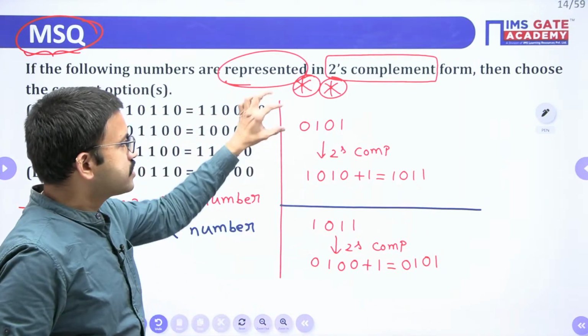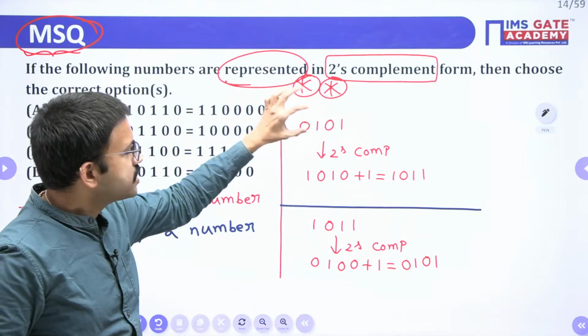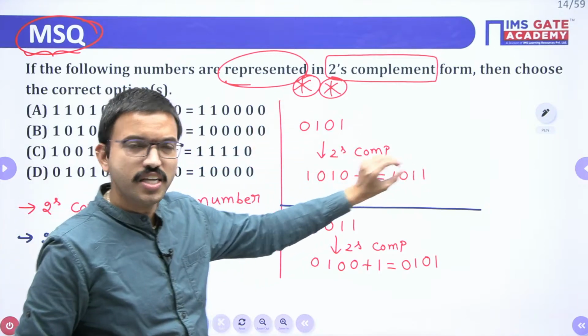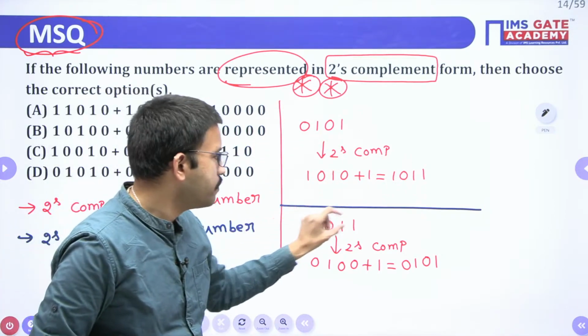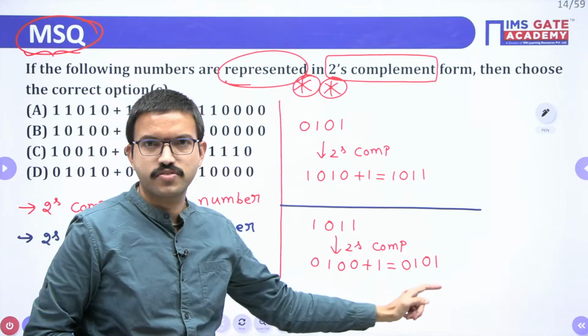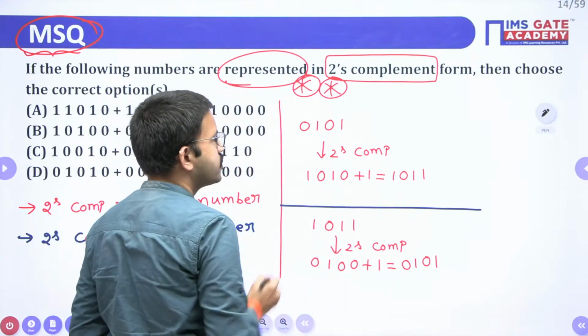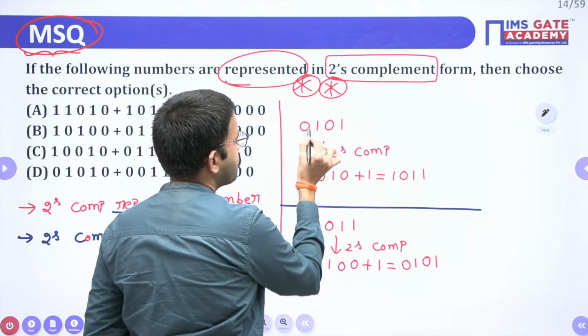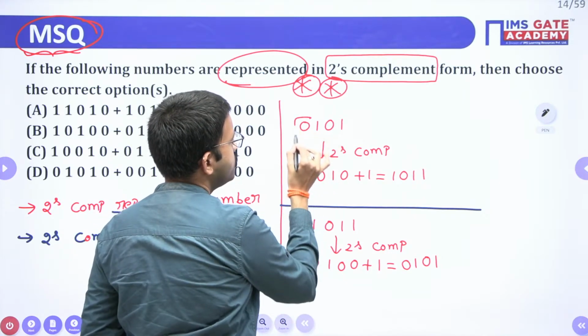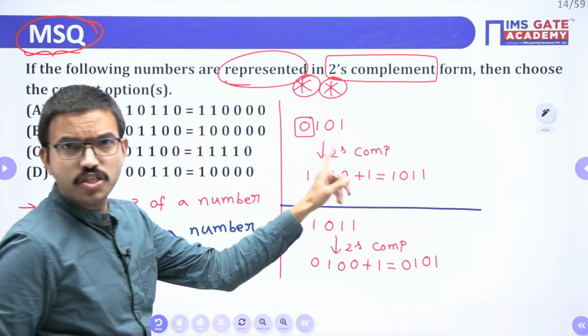See, I have considered one 4-bit number like this. For this number, if you apply 2's complement, you will get this one. Suppose you have a 4-bit number like this, if you apply 2's complement, you will get this one. Okay. Now carefully observe. Say for example, here you have 0, 1, 0, 1.